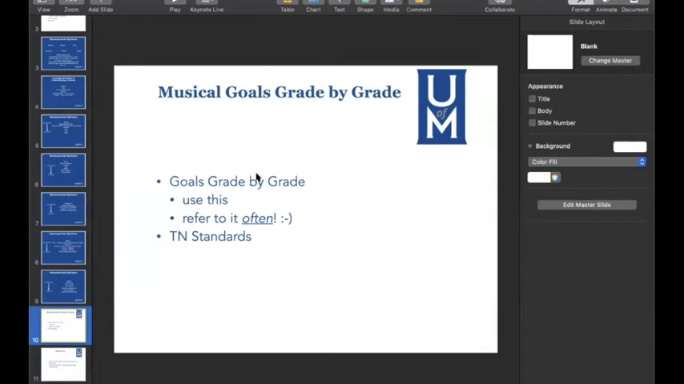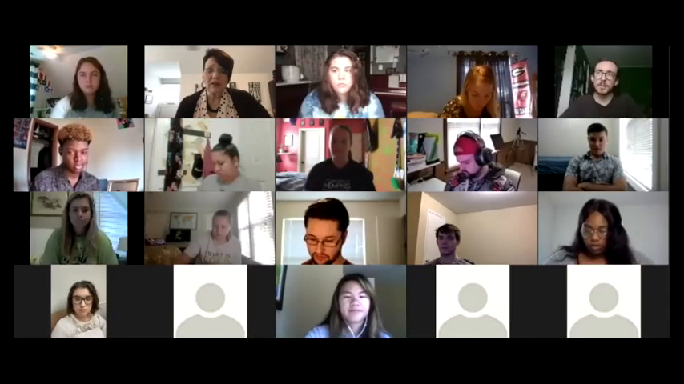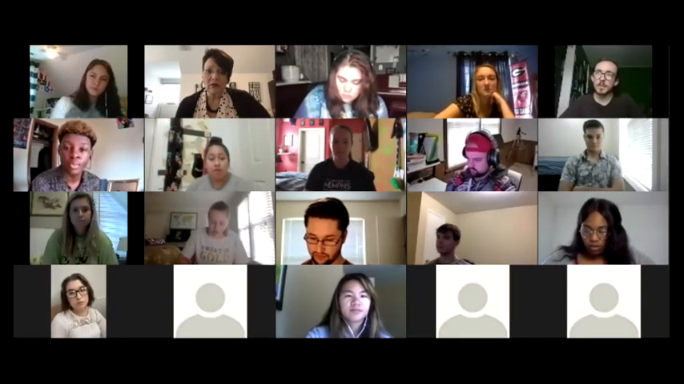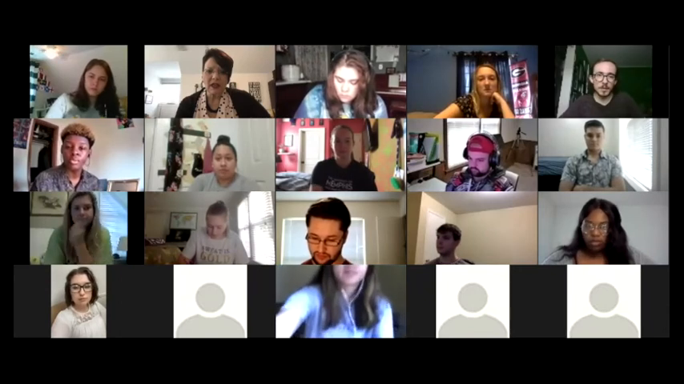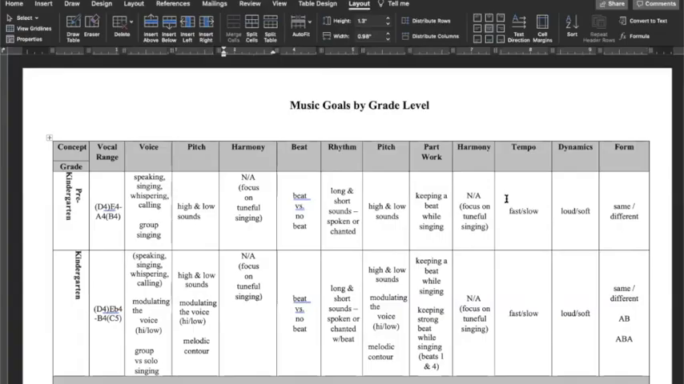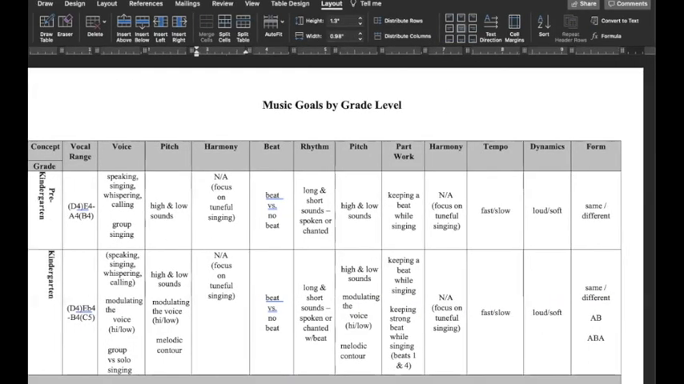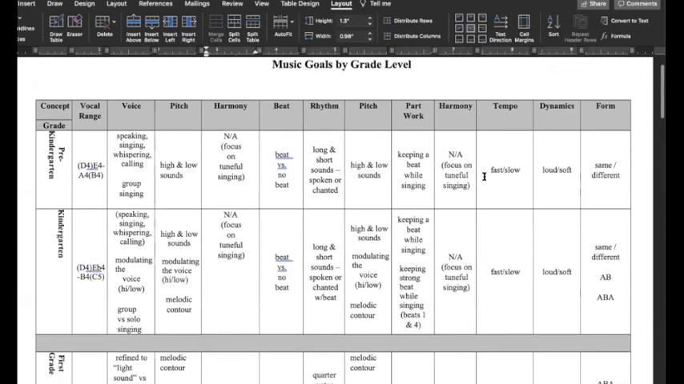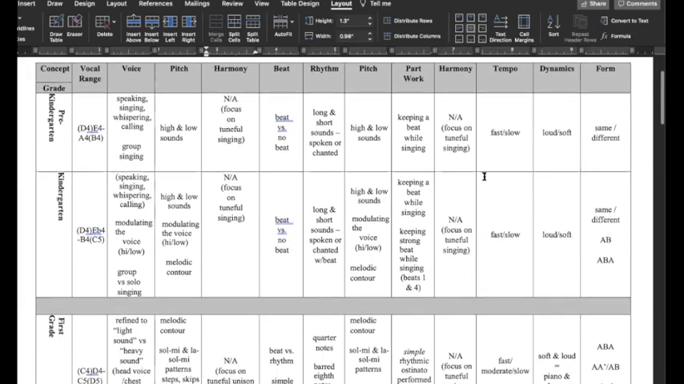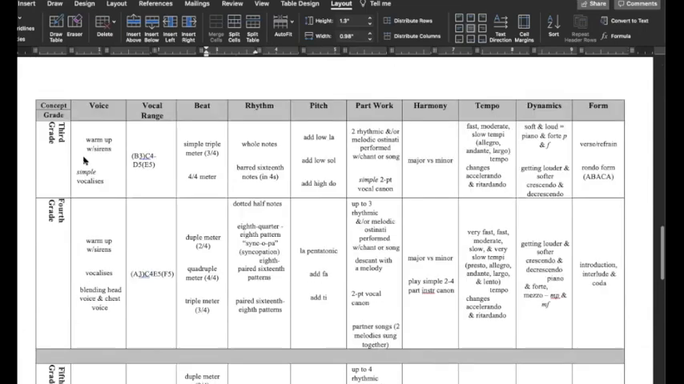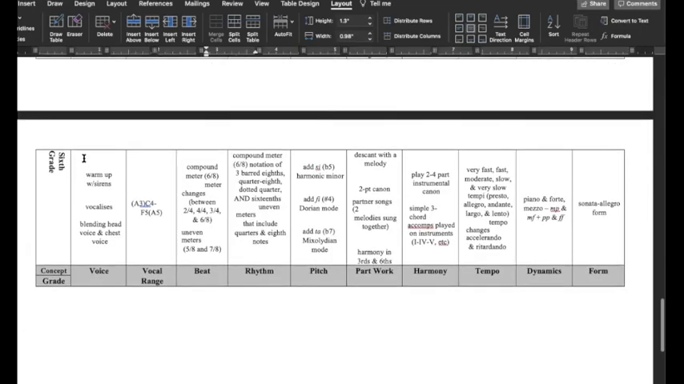I will post this, and I would strongly encourage you to ingrain it and have it as a reference. So let's talk about goals grade by grade. So you've pretty much disaggregated the concepts. Now let's look at a chart because I'm not going to say you have to memorize all these things. You're going to have this handy dandy musical goals by grade chart, and I don't know if you can see it. Yeah, there we go. So it goes from pre-kinder, it's several pages long, pre-kinder to sixth grade.